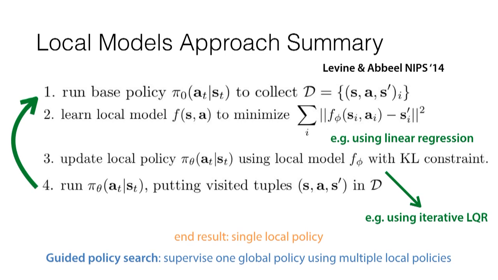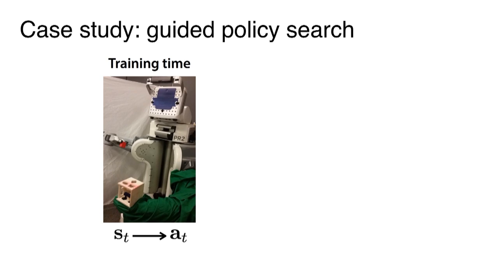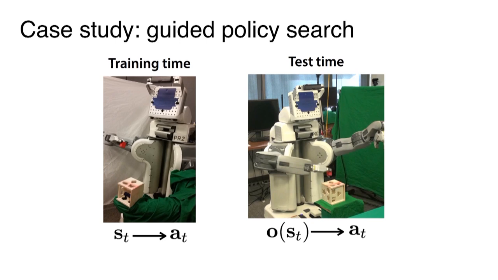So in the vision-based setting, we're going to assume that at training time we know the low-dimensional state. For example, say we want our robot to be able to insert the red block into the shape sorting cube. We're going to assume that we know where the shape sorting cube is during training so we can apply the approach that I talked about previously. But at test time, we want the robot to be able to insert the block into the cube just from pixel input, from high-dimensional vision-based input.